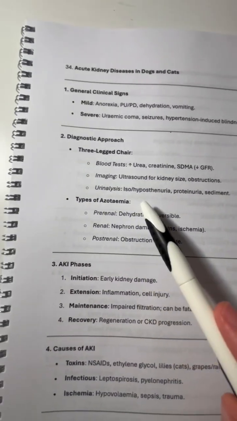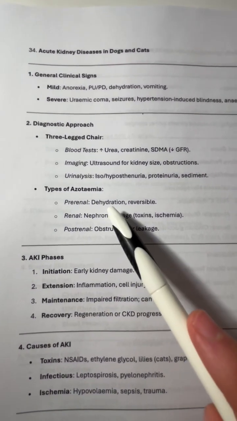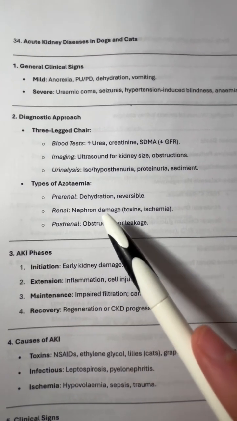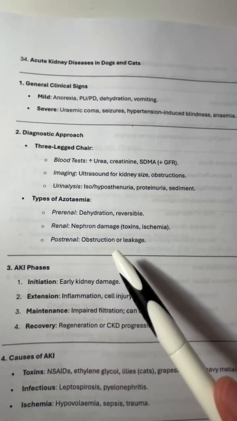The types of azotemia are prerenal, renal, and postrenal. Prerenal azotemia is from dehydration and it's reversible. Renal azotemia is from nephron damage due to toxins and ischemia. And postrenal azotemia is from obstruction or leakage.